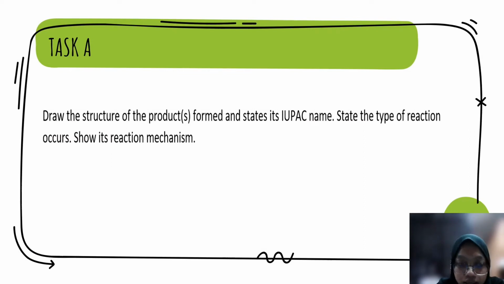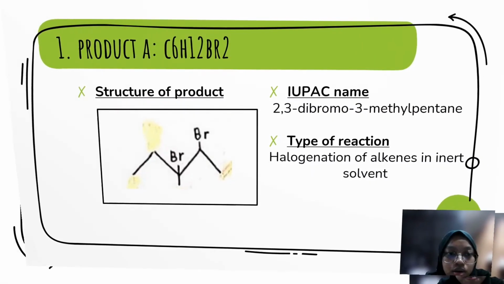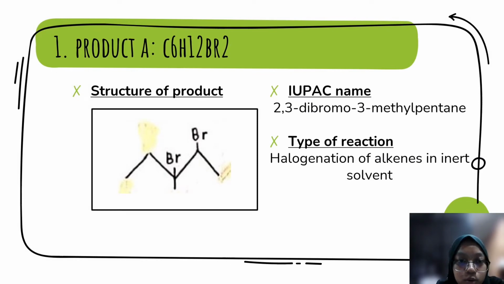We're still in task A. First is draw the structure of the product. Second, state its IUPAC name. Also, the question asked me to state the type of reaction that occurs and show its reaction mechanism. For product A, which has molecular formula C6H12Br2, the structure of the product here is like this, and its IUPAC name is 2,3-dibromo-3-methylpentane. Its type of reaction is halogenation of alkenes in inert solvent.